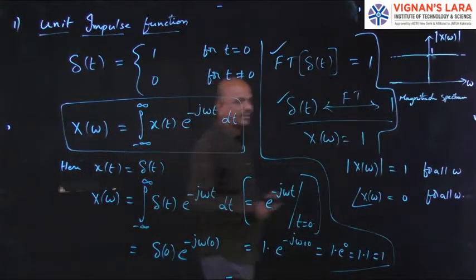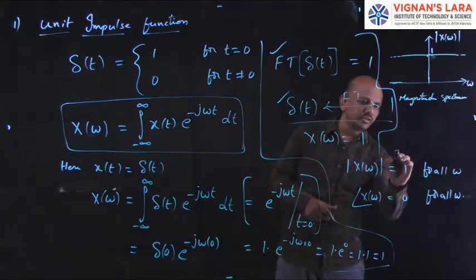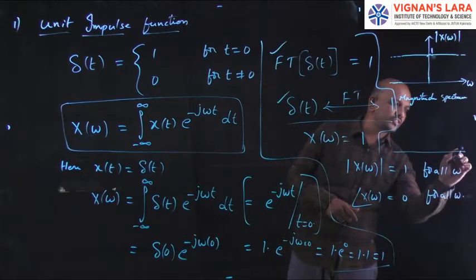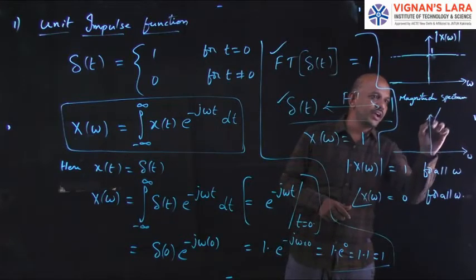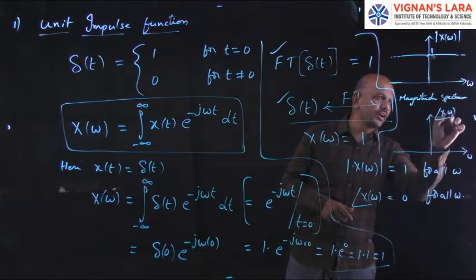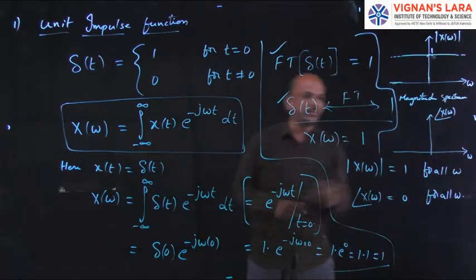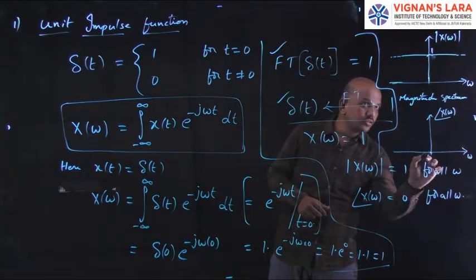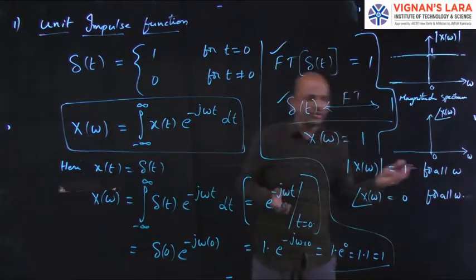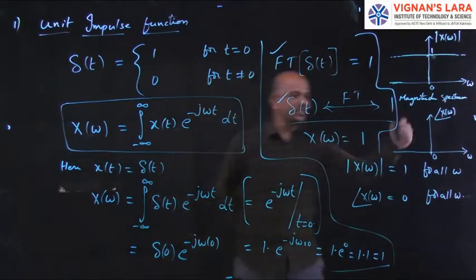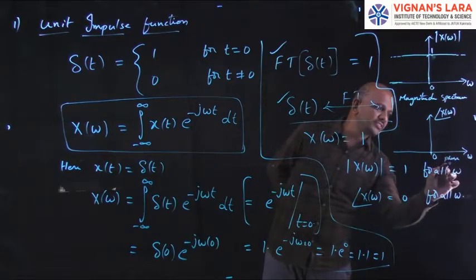In the same way, I can draw the phase spectrum also. The phase value is 0 for all values of omega. So how will you draw the graph? So this is omega, and here this is the phase, that is angle x of omega, phase angle. So for all values of omega, the phase angle will be equal to 0. So this is 0. Here it is 0. There is no graph for that one. So this is nothing but the phase representation. This is nothing but the phase spectrum.